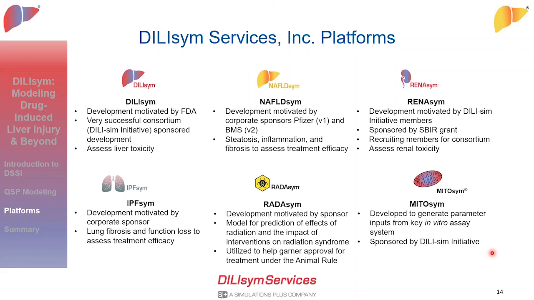RENAsym is kidney toxicity motivated and was sponsored by a small business grant. And then the bottom row, IPF-Sim, there was a corporate sponsor that was motivating that development, and that's focused on lung fibrosis and function loss. And then the RADAsym radiation model that was also sponsored and focusing on the effects of radiation. The idea was also to help garner approval for treatment of compounds under the animal rule. There we're trying to use preclinical species where you can do some radiation experiments that you wouldn't be able to do in humans to predict the effect of a compound in humans. And that's where the animal rule comes in.